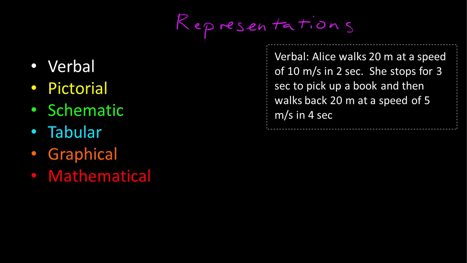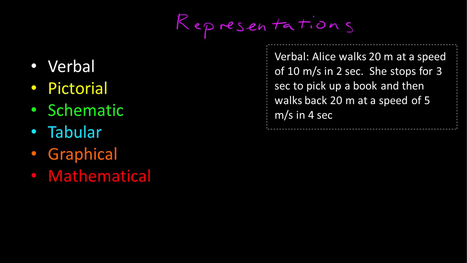I want to provide an example of what I mean by different representations. So I've listed 6 standard representations: verbal, pictorial, schematic, tabular, graphical, mathematical. So here's a verbal representation, and by verbal I mean either written or spoken.